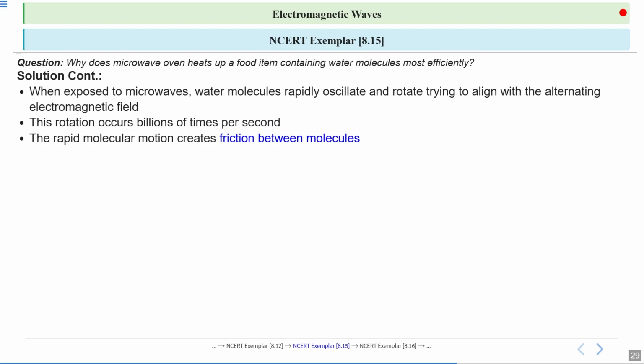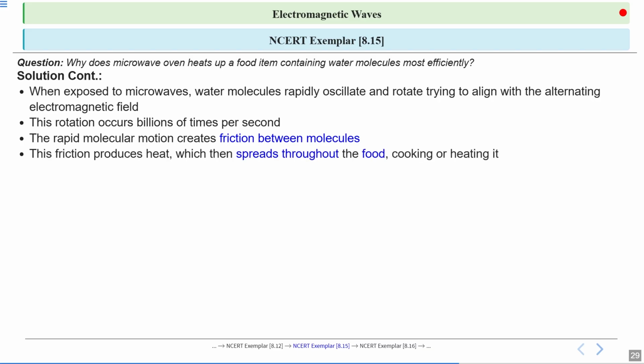Nearby molecules will rub against each other, and due to their interaction, friction is created. That friction produces a heat effect. So this friction produces heat, which then spreads throughout the food, cooking or heating it. It is similar to how rubbing your hands together creates heat through friction.